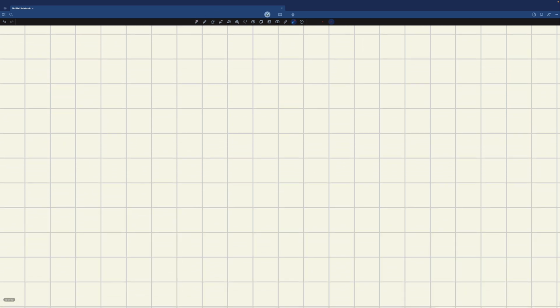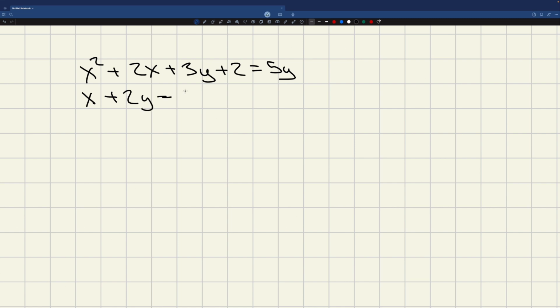Okay, let's have a look at something more complex. And this is more maybe 5 or 4 mark questions in the GCSE. This is where they start to put in quadratics. Let's go 3y plus 2 is equal to 5y. Let's just scribble that out. And x plus 2y is equal to 3. Okay, how to solve this?